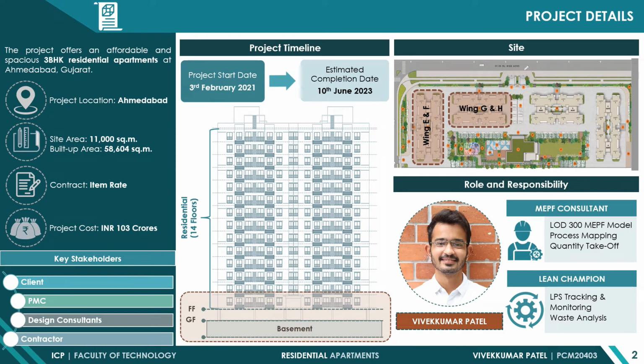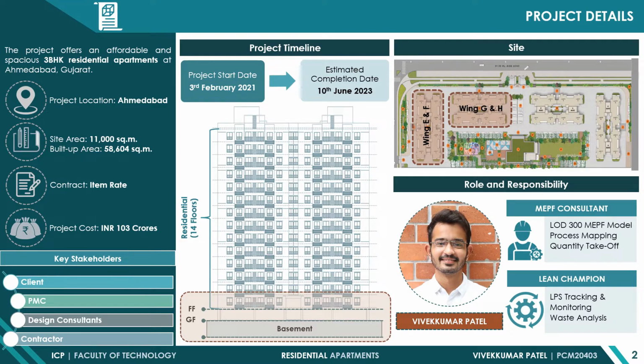The project is residential apartments which is located in Ahmedabad. It has 8 towers with 1 basement and G plus 14 floors with a built up area of 58,604 square meters. The project cost is 103 crores and it is an item rate contract. The project started on 3rd February 2021 and its expected completion date is 10th June 2023.